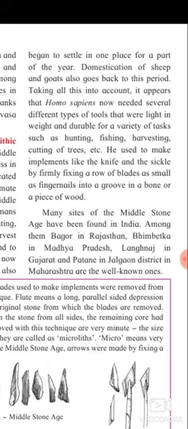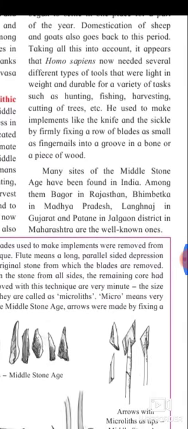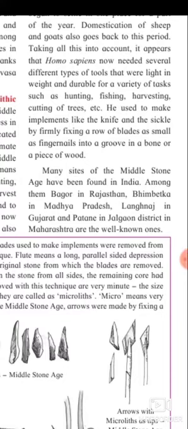He used to make implements like the knife and the sickle by firmly fixing a row of blades, each about the size of a fingernail, into a groove in a bone or a piece of wood. Many sites of the Middle Stone Age have been found in India. Among them, Bagor in Rajasthan, Bhimbetka in Madhya Pradesh, Langhnaj in Gujarat, and Patne in Jalgaon district in Maharashtra are the well-known ones.